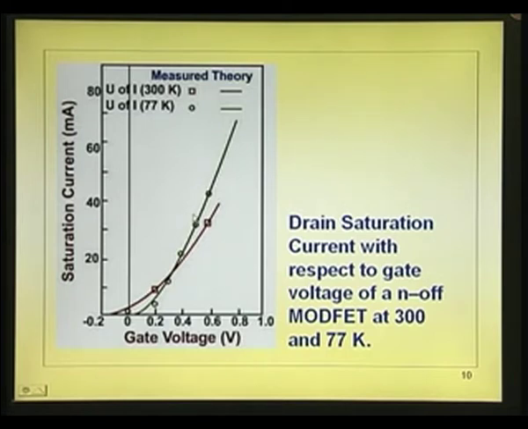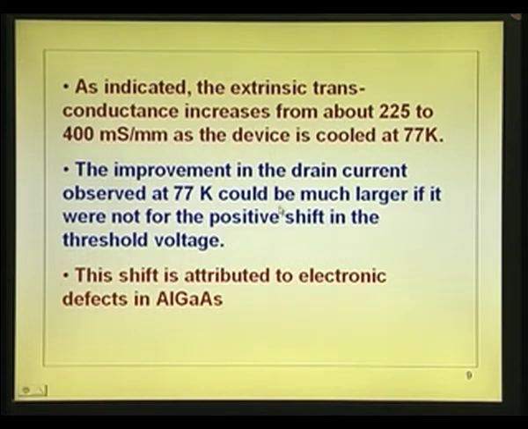One is this is having a sharper, steeply increasing curve, indicating that for a given voltage the current is larger, gm is larger, because mobility is larger. The other thing is the shift in threshold voltage to the positive side. The shift in threshold voltage is because of some trapping of the electrons in the 2DEG layer at lower temperature, and a slight amount of carrier freezing also takes place in the 2DEG. The improvement in drain current observed should be much larger.